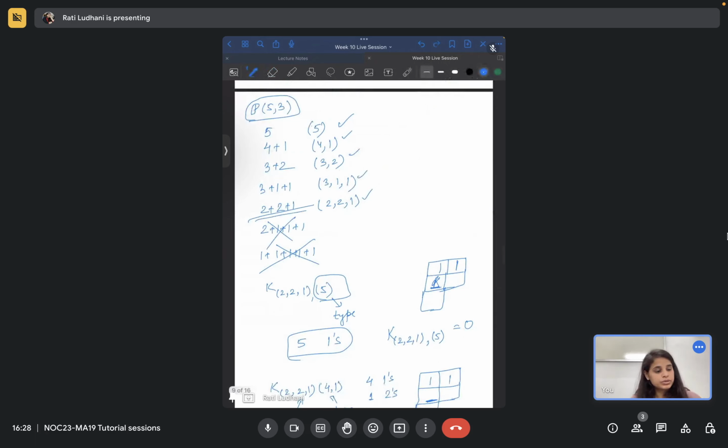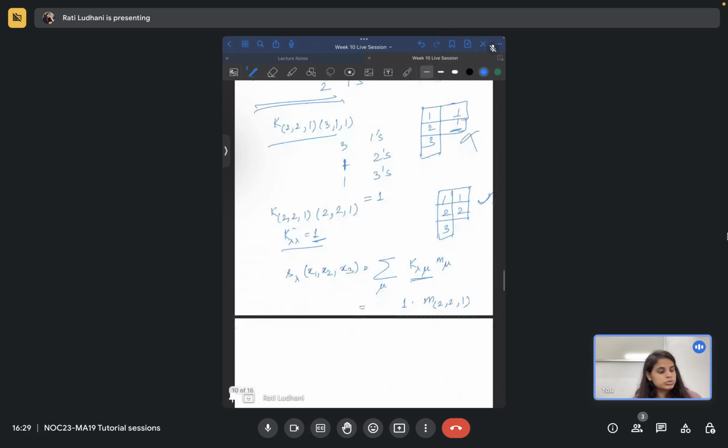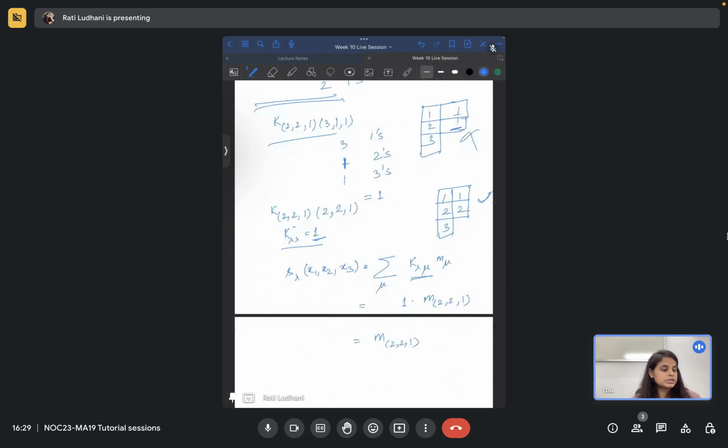So the Schur polynomial will be what? Summation over mu of K lambda mu times m mu. You have just the non-zero value with K lambda lambda, which is 2 2 1. So this will be M221, and you have this equal to 1, and everything else is 0. So M221, you can even write it down as an exercise.